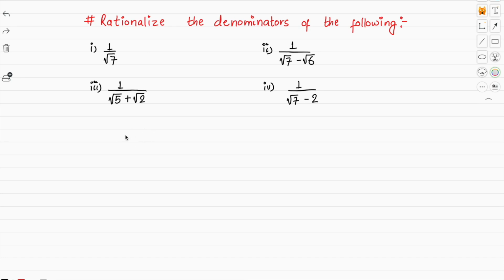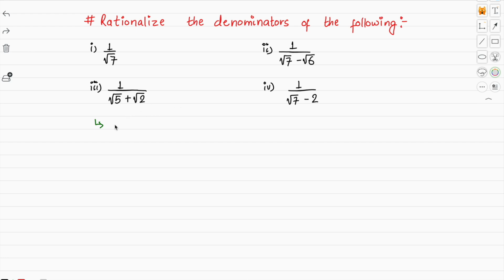In this video, we'll try to rationalize the denominators of these fractions. Before starting to rationalize these denominators, we need to know a few basic things. Now, what are these a few basic things? We basically need to know three things before we try to rationalize these denominators. If you know these three things, it will be very easy for us to rationalize the denominators.